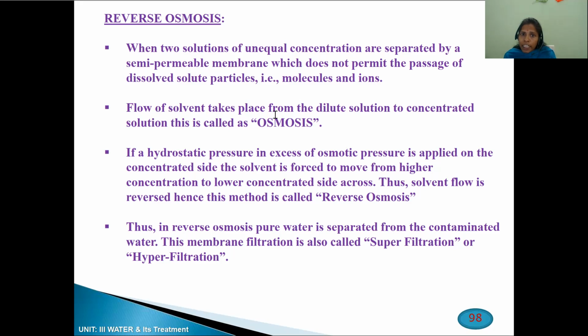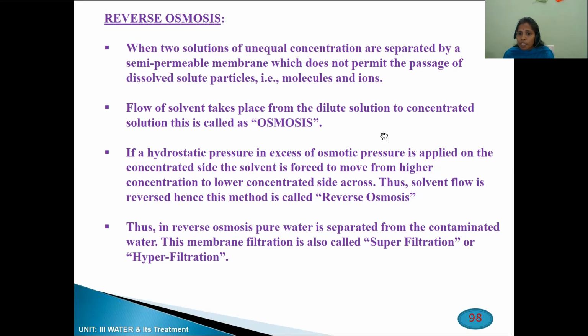Here the flow of solvent takes place from the dilute to the concentrated side. One solution is having less concentration and another one is having more concentration. The more concentrated one is called the high concentration solution, and the less concentrated solution is called the dilute solution. When the solvent particles transfer from dilute to high concentrated, that is called the osmosis process. That process is a natural process. It is occurring naturally. No need to apply any pressure. Without pressure, without support, this process is happening.